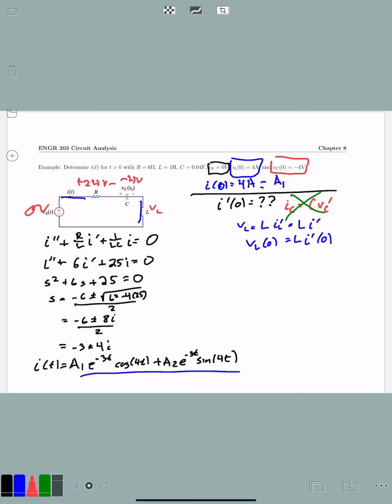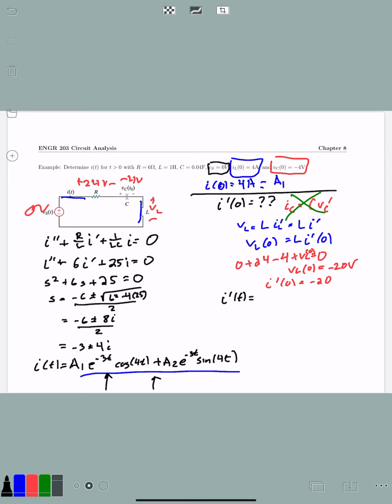So if I want to find my VL, I do a little Kirchhoff's law: 0 plus 24 minus 4 plus VL equals 0. So VL at 0 is negative 20 volts, which means my I prime of 0 is that divided by L, so again, negative 20. Now we get to take the derivative of this fun stuff here.